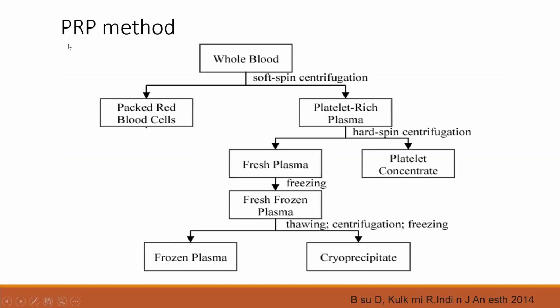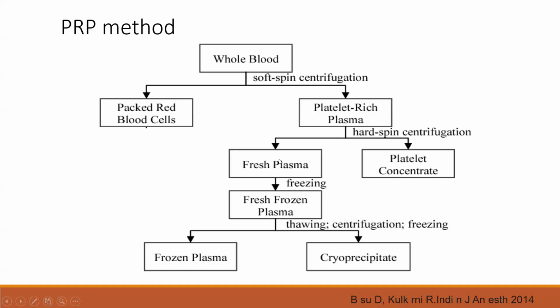Now, coming to the blood component preparation by the platelet-rich plasma method, the collected whole blood is subjected to soft centrifugation, from which we get packed red blood cells and platelet-rich plasma. Again, the platelet-rich plasma is subjected to hard centrifugation, and we get fresh plasma and platelet concentrate.